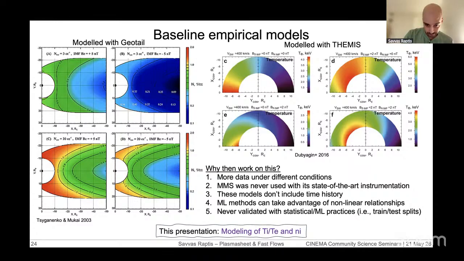So in the slides that follow, I'm showing what we managed to do with the modeling of the ion to electron temperature ratio and the plasma density. We also have more things we can do, such as just the temperature, explicitly the ion temperature or the electron temperature, and any other plasma moment we have available on the mission.